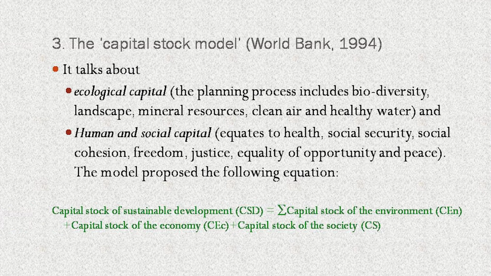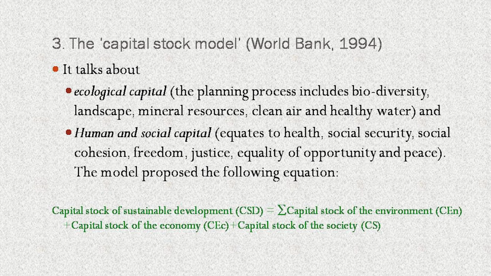Then another principle proposed by World Bank in 1994, that is capital stock model. It talks about ecological capital and human social capital. What is ecological capital? Ecological capital are the planning process. Now when you talk about ecological capital, the biodiversity, the landscape, mineral resources, clean air and healthy water. And when you talk about human and social capital, it is about health, social security, social cohesion, freedom, justice, equality of opportunities and peace.